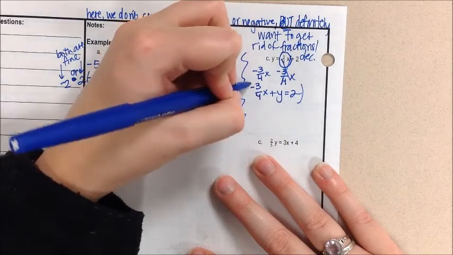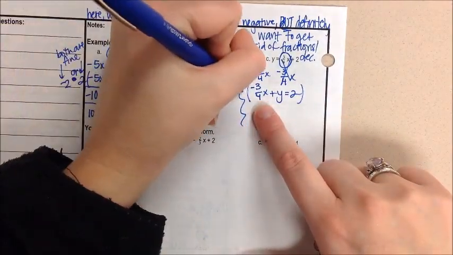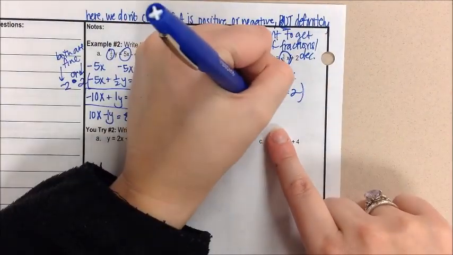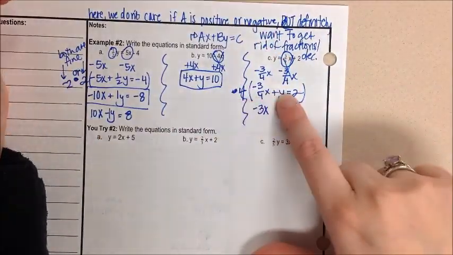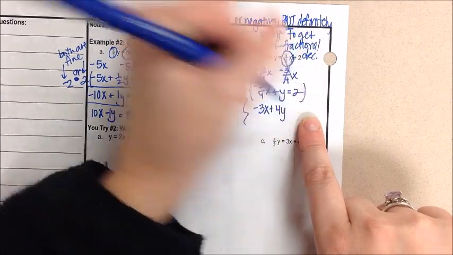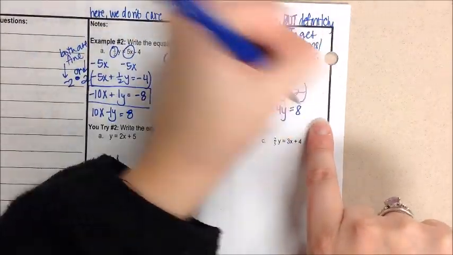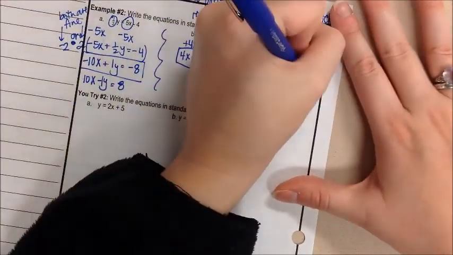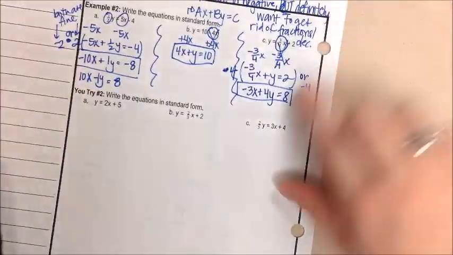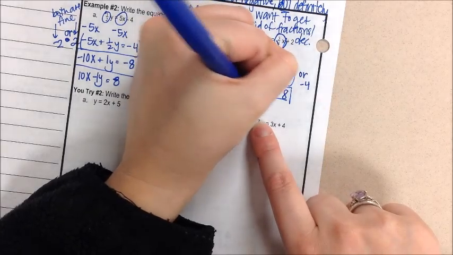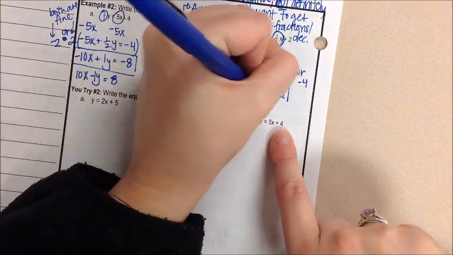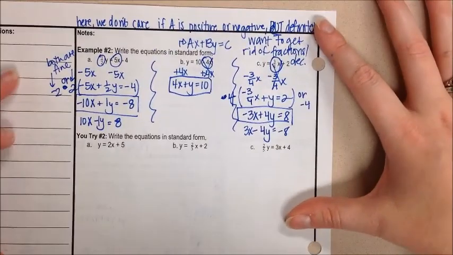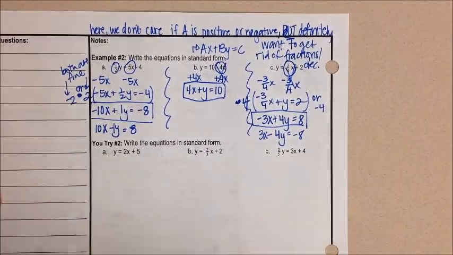Remember, multiply by that denominator, which is 4. Oops, I'm sorry. Okay, so I'm left with my numerator of negative 3x. And then 4 times y is 4y. And then 4 times 2 is 8. Okay, so that would be it. And again, if you wanted to multiply by negative 4, you would get a positive 3x. You would have minus 4y, and that would be negative 8. So either one of those is fine. Okay, go ahead and do the You Try number 2.